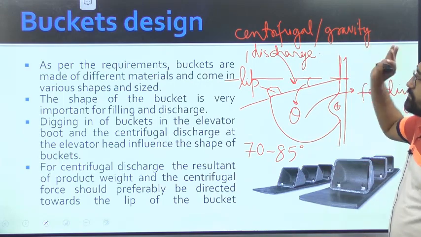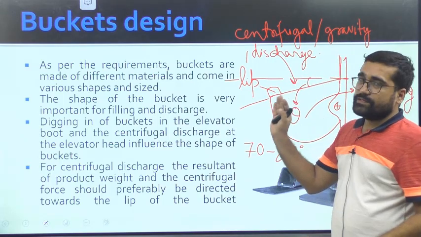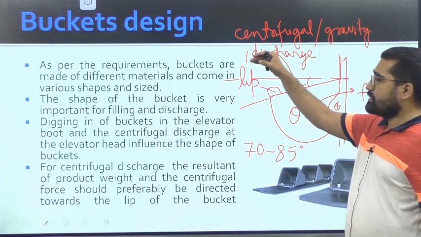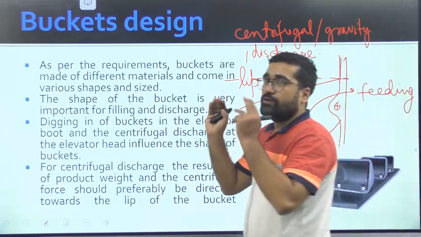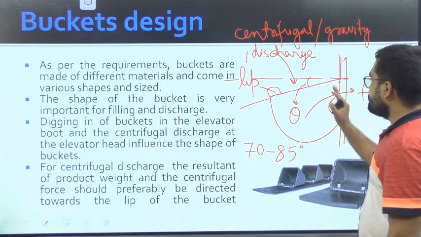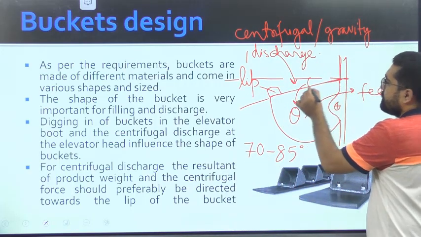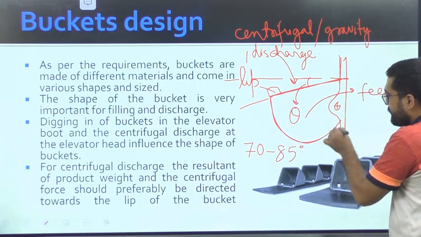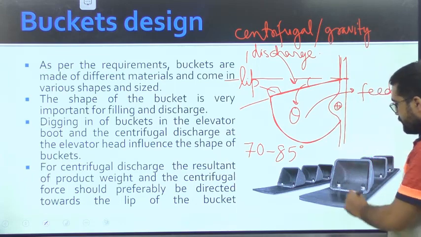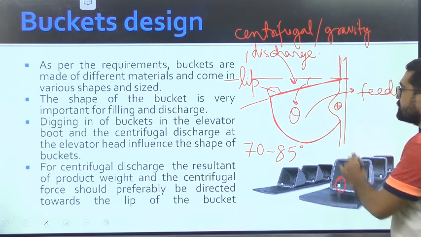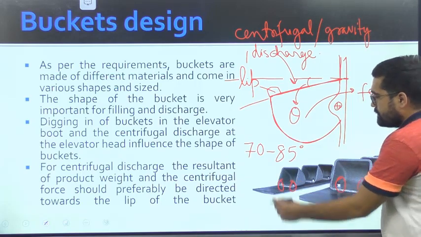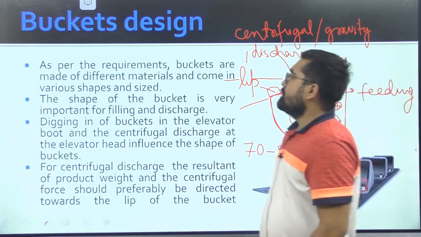It will also help to give direction to the thrown material so that it can be thrown to a particular location only. Otherwise the material will spill. So this is what a bucket looks like. It is attached to the belt by some means. Here it is attached to the belt with screws. This is a screw which we use to attach it to the belt. This is how the bucket looks.